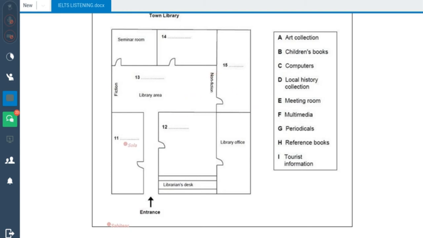For question 11, is it option A, which is art collection? Is it option B, which is children's books? Is it option C, which is computers? Is it option D? Is it option E? Is it option F? Is it option G? Is it option H? Or is it option I? So you are picking one of the options for each of the questions 11 to 15, answering based on what is said in the listening recording.